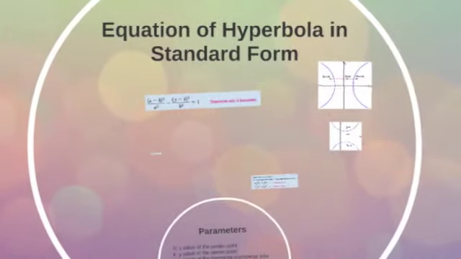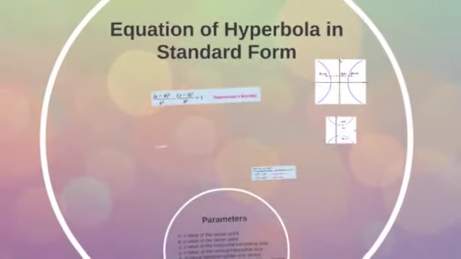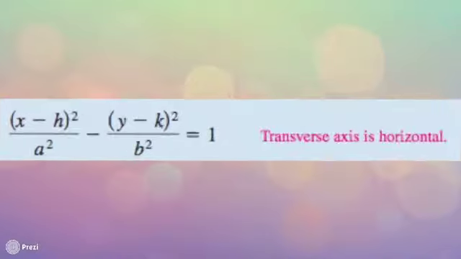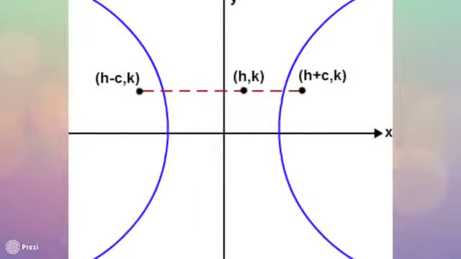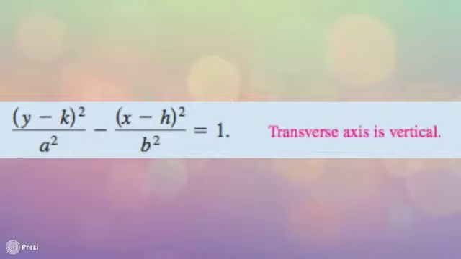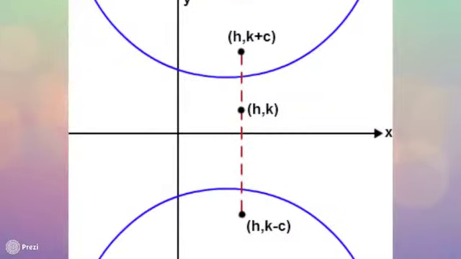There are two equations of this conic section in standard form. This equation is used when the transverse axis is horizontal, which looks like this. The center, foci, and vertices will line up parallel to the x-axis. This other equation is used when the transverse axis is vertical, or in other words, when the center, foci, and vertices line up on top of each other parallel to the y-axis.